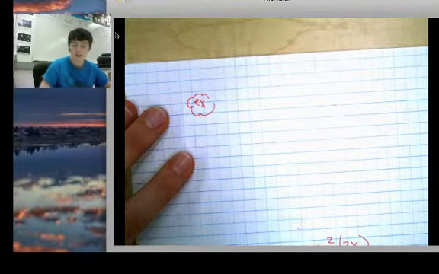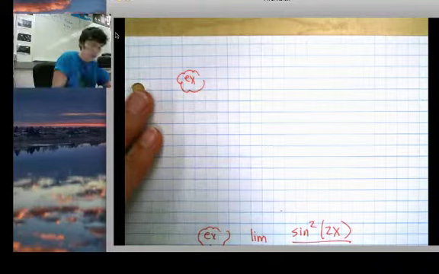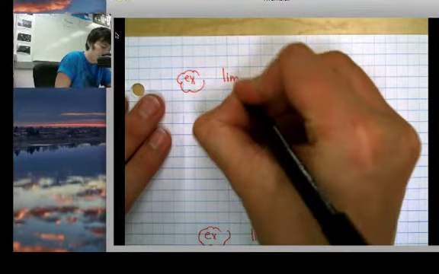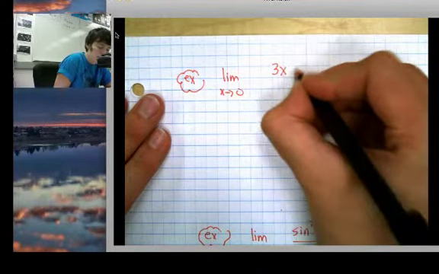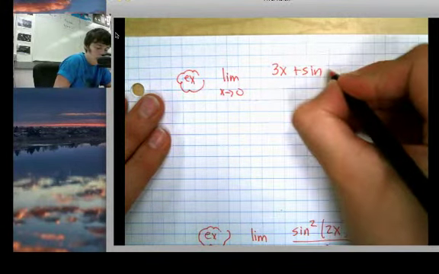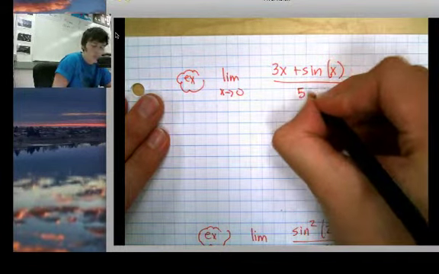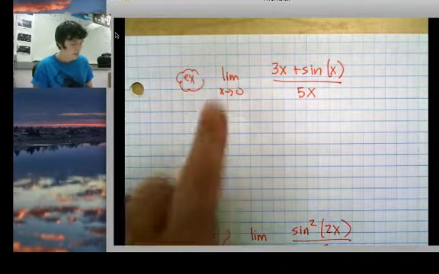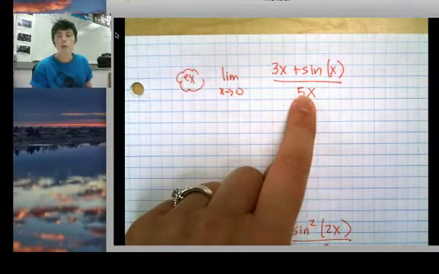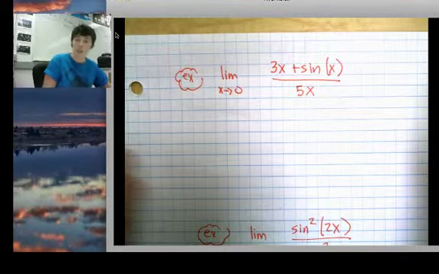Let's say you had, that's a good example. How about this? How about limit as x goes to 0? And you get 3x plus the sine of x all over 5x. I don't know. You can't plug in 0 because you get 5 times 0 is 0. But I see the kingpin, I know I can go with that strategy.